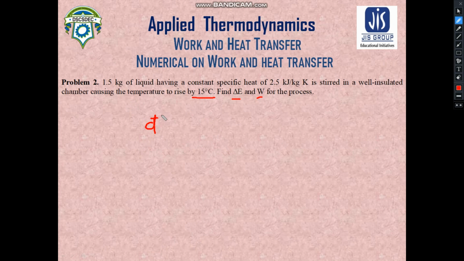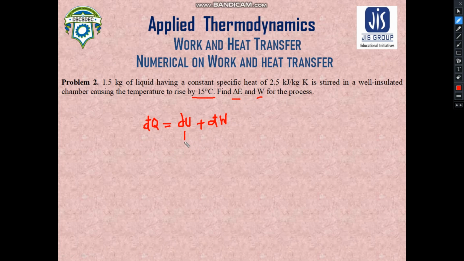That means there is no heat transfer in or out of the system. So this dq is nothing but 0. Since there is no heat transfer, this dq is 0. Now we know the statement of first law, so it is dq equal to du plus dw. So you need to calculate the du, which is referred to as delta E here in this problem.